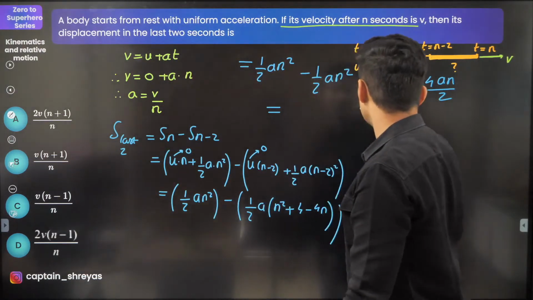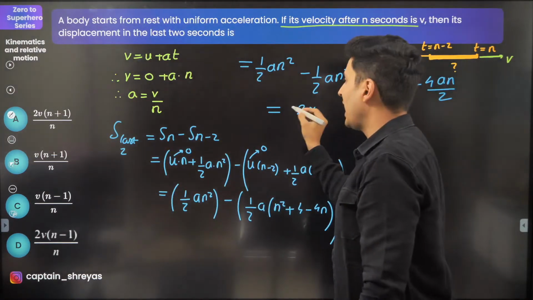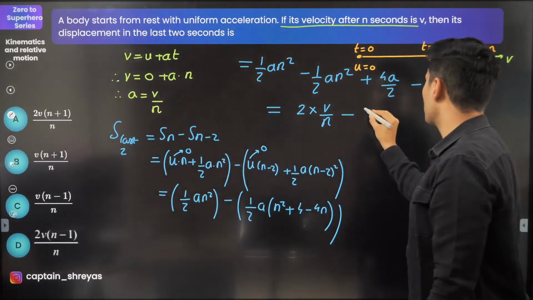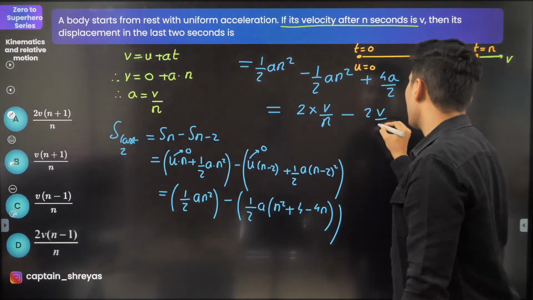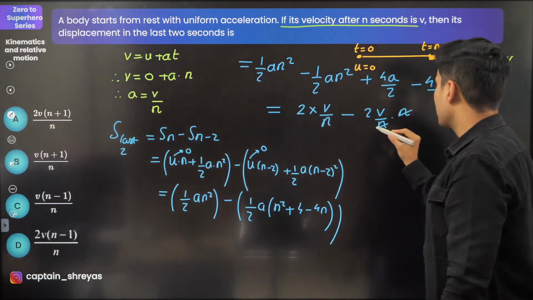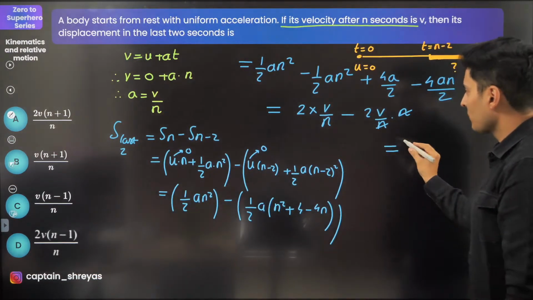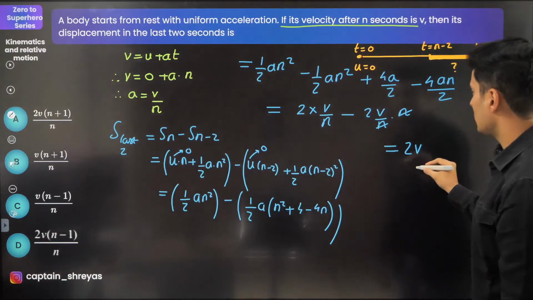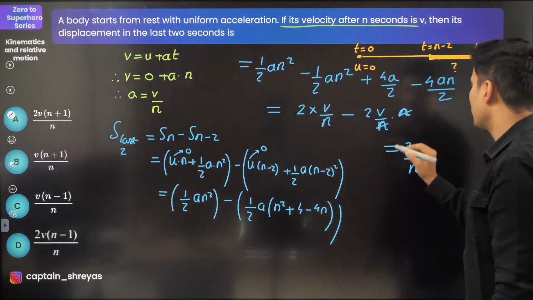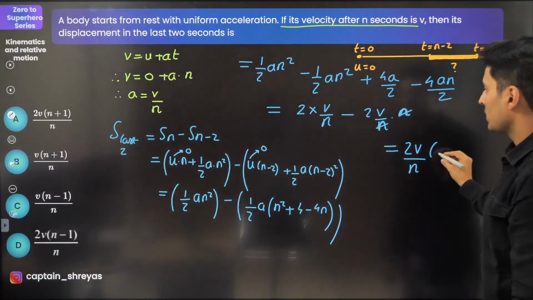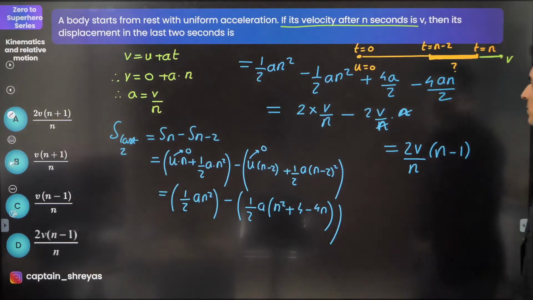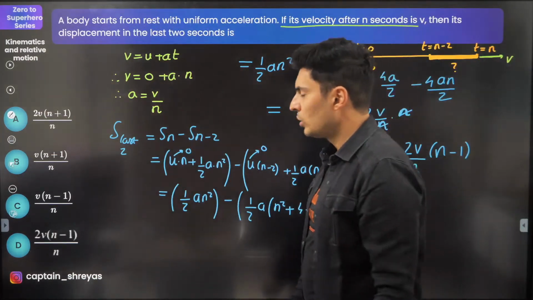So this will be nothing but 4 by 2 is 2 into acceleration, which is v by n, minus 4 by 2 is 2 into a, which is v by n into n, I suppose. So one of the n just gets cancelled and I am left with nothing but 2v. Just check this out, and I can take LCM. Oh, already LCM was there. Why did I even remove it? So 2v into n minus 1. Yep. 2v into n minus 1.